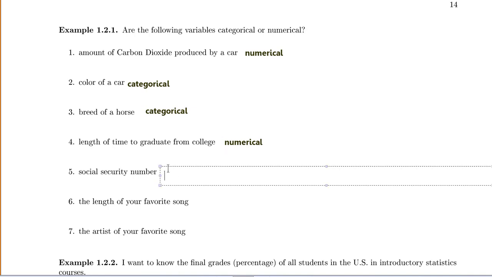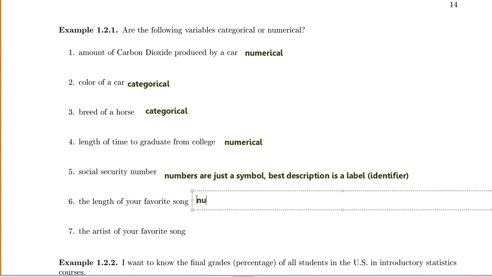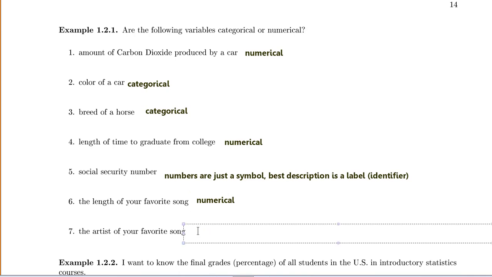Social security number, this one's kind of a trick because it is numbers, but the numbers are just a symbol. So the best description for this is that it's a label. It's not really a variable because it doesn't actually tell you anything about the person. It's just a way to identify the person. The length of your favorite song, that would be numerical because you could keep track in seconds or minutes. But the artist of your favorite song, you can't describe that with numbers, so that would be categorical.